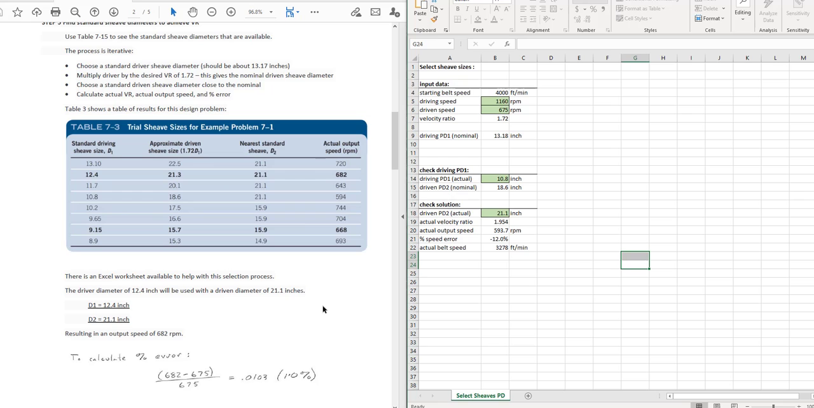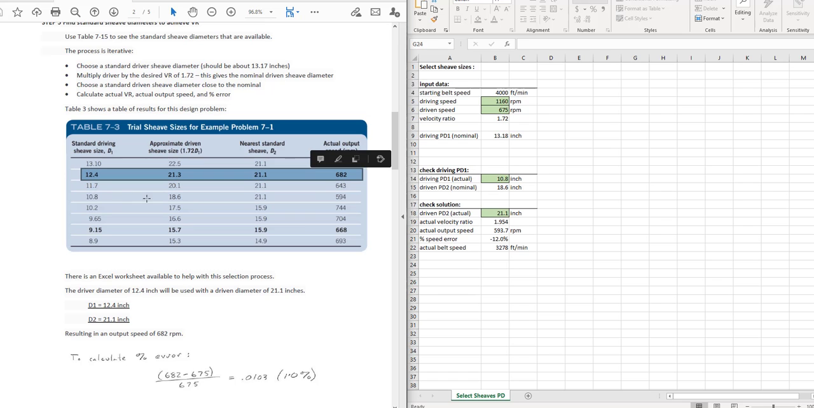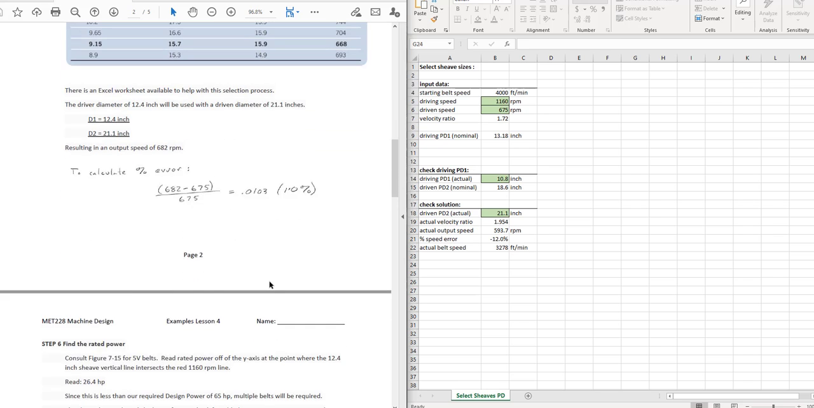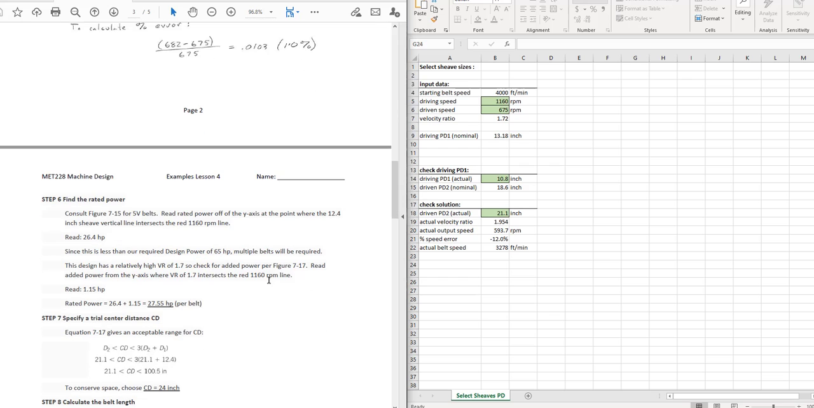By the time we're done with this selection process, what we ended up with was we want to use this combination right here: a 12.4 driving sheave and a 21.1 driven sheave, and that would be the proper one. I'm going to go a couple more steps here before I break. Okay, so let's go to step 6.